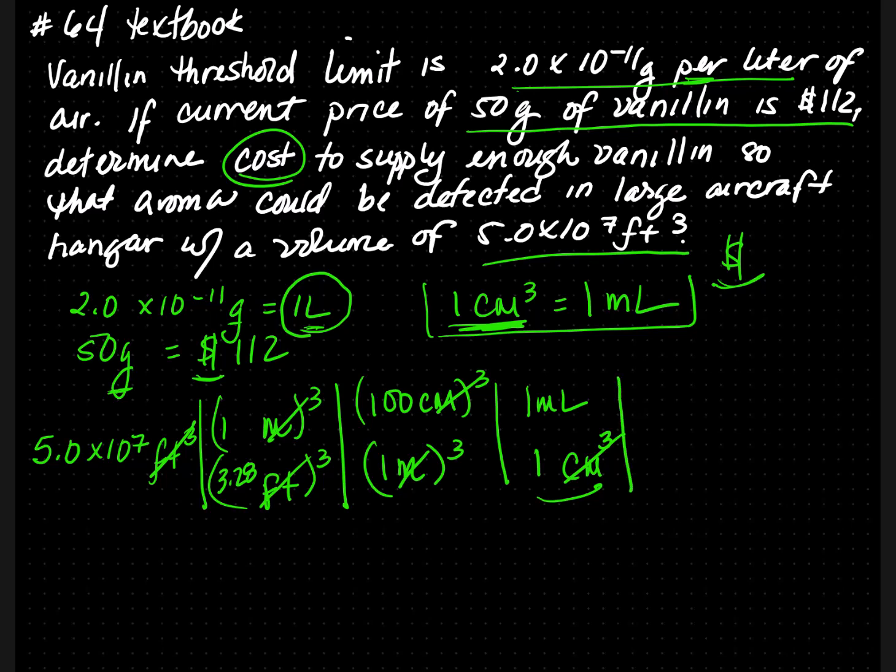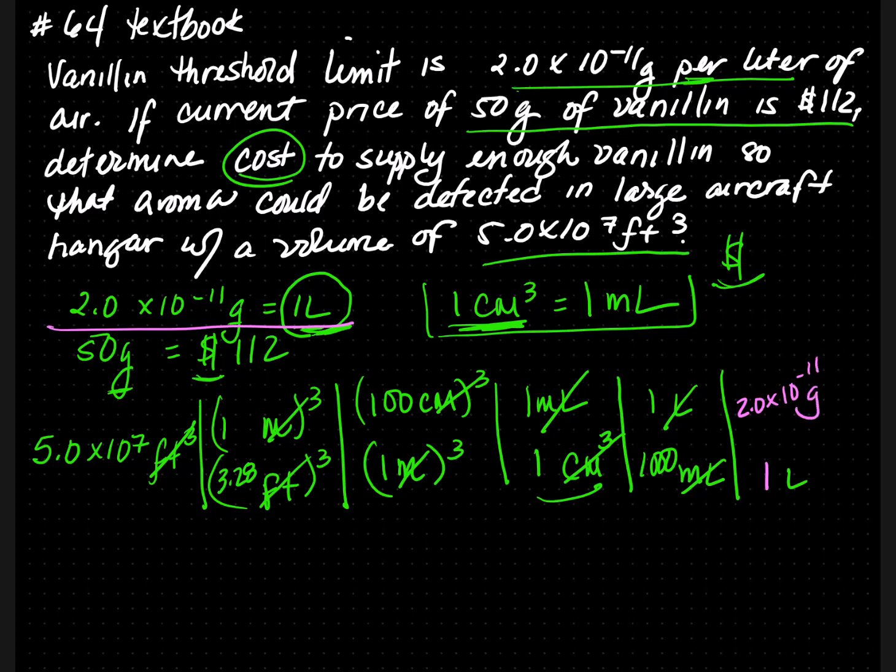I do not want milliliters because I have to go to liters to go to mass. So diagonals, ml, ml, liters. Liters is the bigger prefix, so this gets 1,000. The milliliters cancel out. Liters, diagonal. The number in front of liter is 1. So now I can use this conversion factor. 1 liter has 2.0 times 10 to the negative 11th gram. But I don't want grams, I want dollars, so I need to continue on. This is grams. This is grams. The number in front of grams is 50, and that is equal to $112.